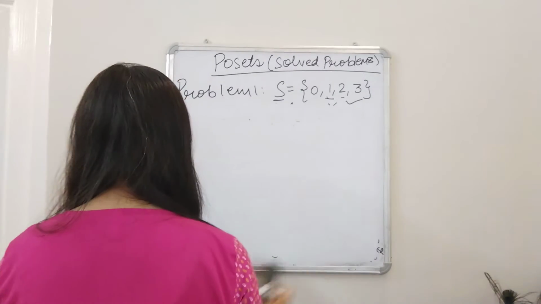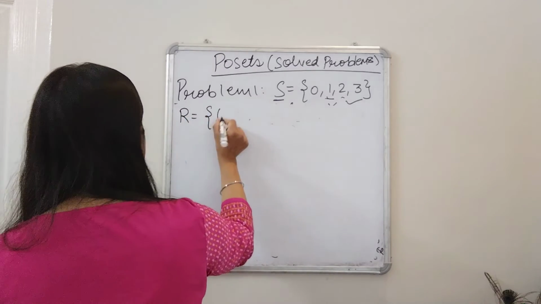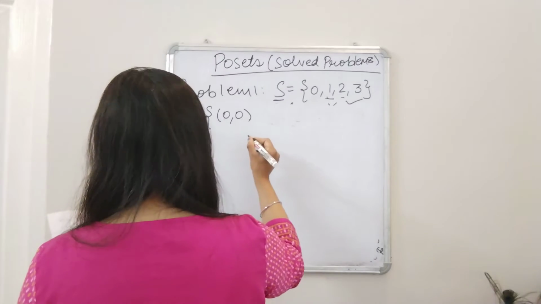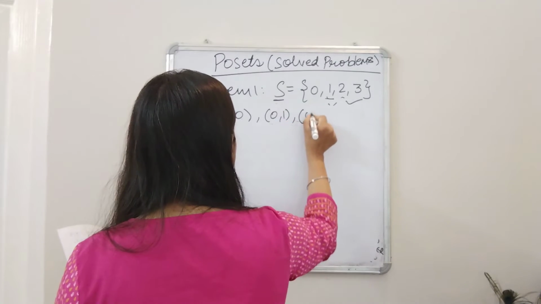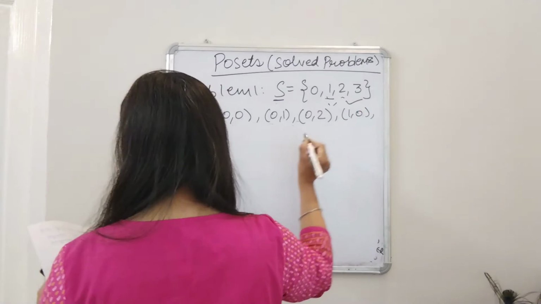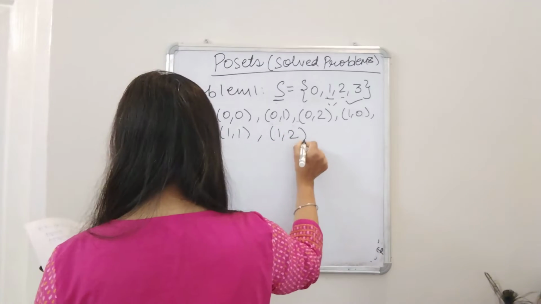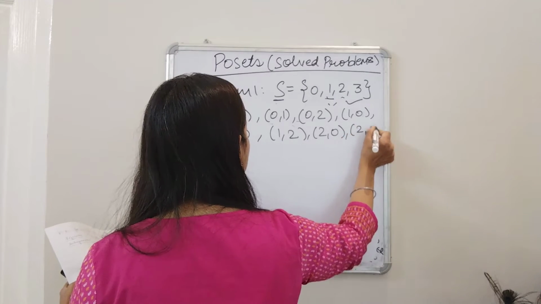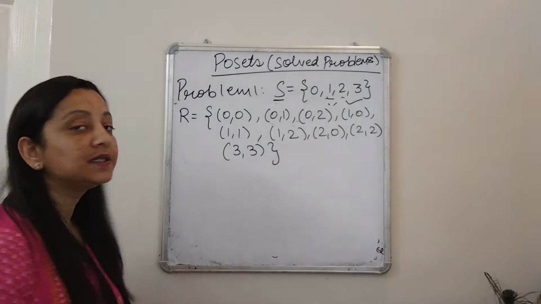Now let us look at one more relation set, which consists of the ordered pairs (0, 0), then (0, 1), then (0, 2), then (1, 0), then (1, 1), then (1, 2), (2, 0), (2, 2) and (3, 3). So these are the ordered pairs in my relation.